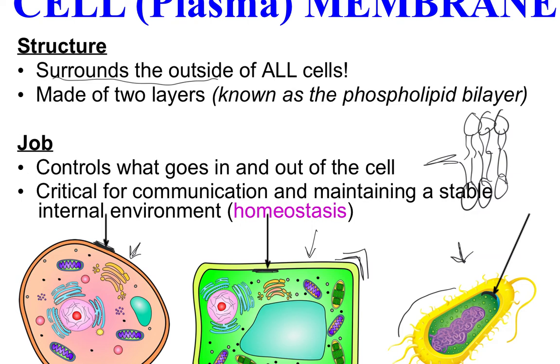So the cell membrane is special in that it controls what goes in and out of the cell. It's very critical in communicating with other cells and maintaining a stable internal environment. It's like the fence around your property. It protects it from the outside and only lets things in the gate that need to be there. That regulation of its internal environment is what we call homeostasis. So I like to think about it as I'm at home in my safe, fenced-in environment, being regulated and protected by this fence, and so I'm in homeostasis.